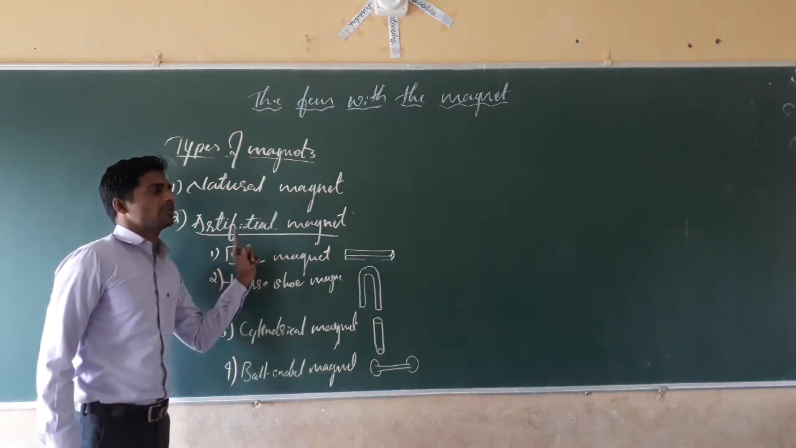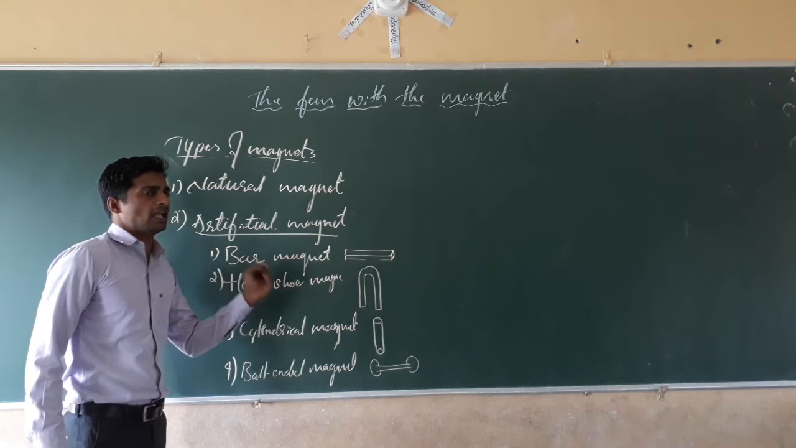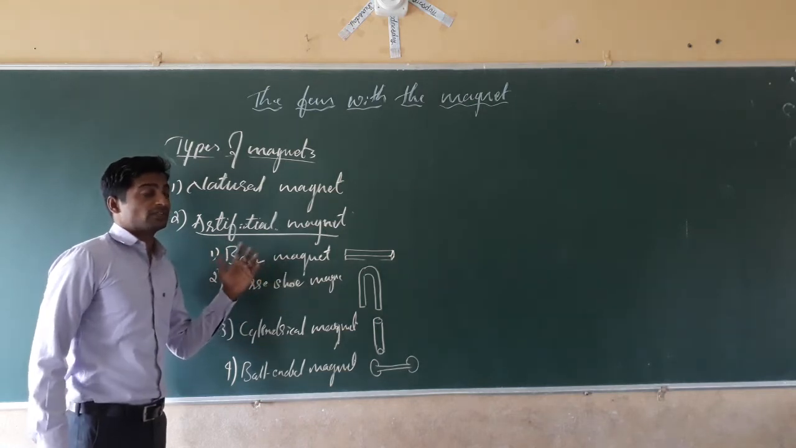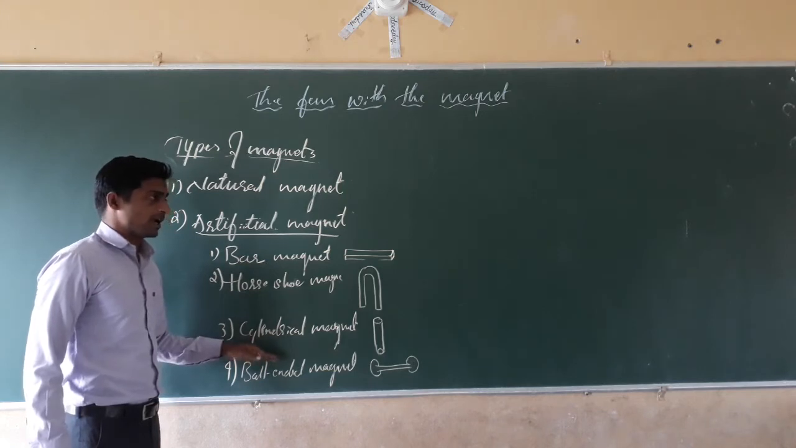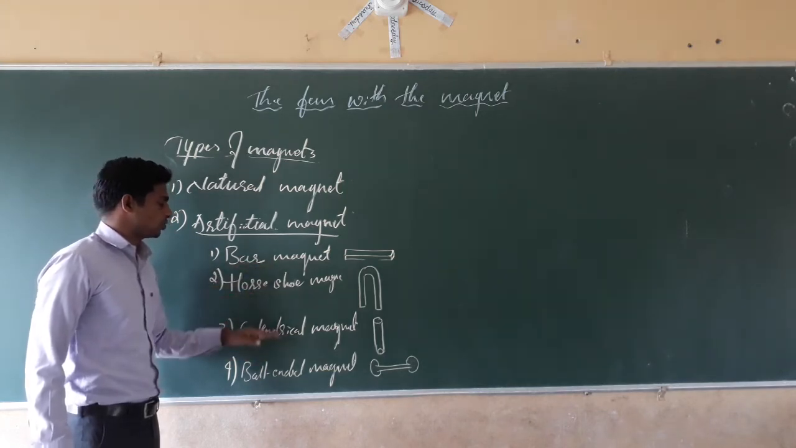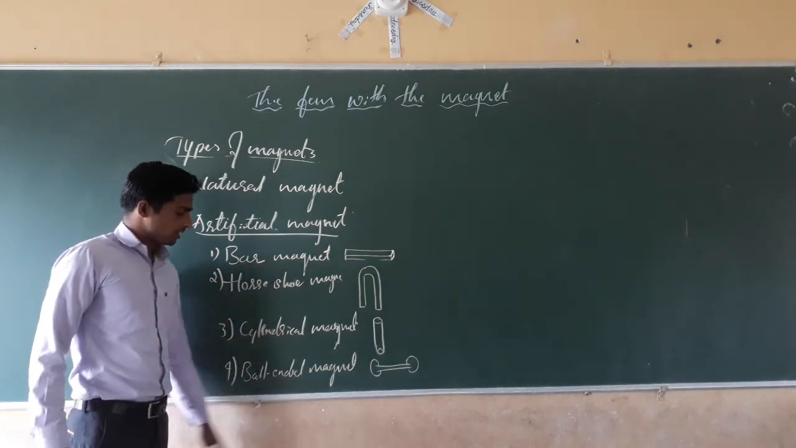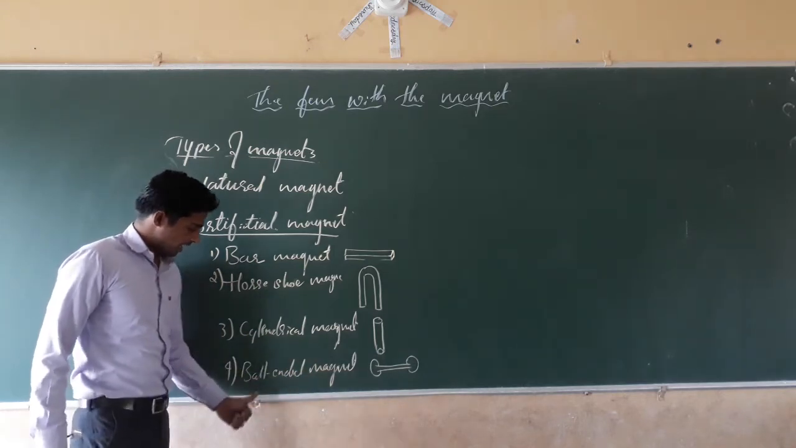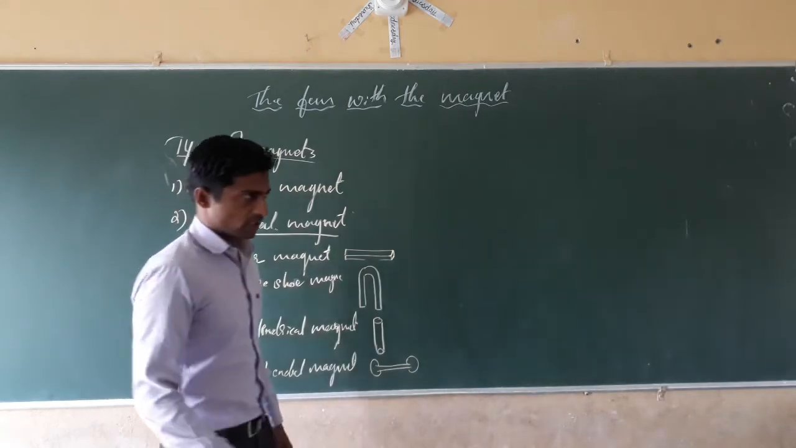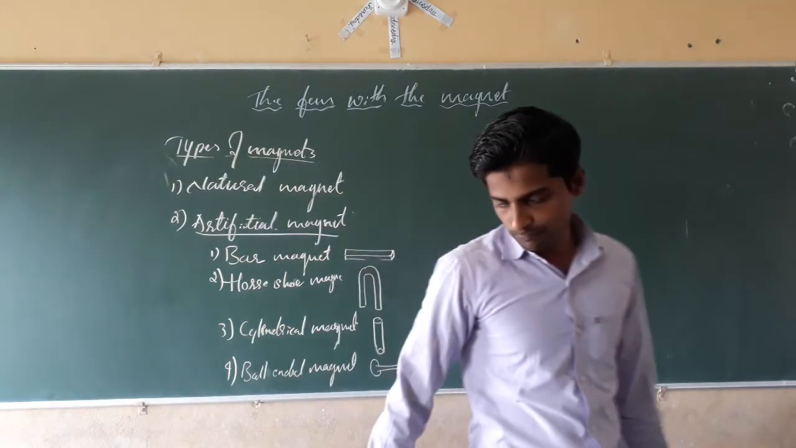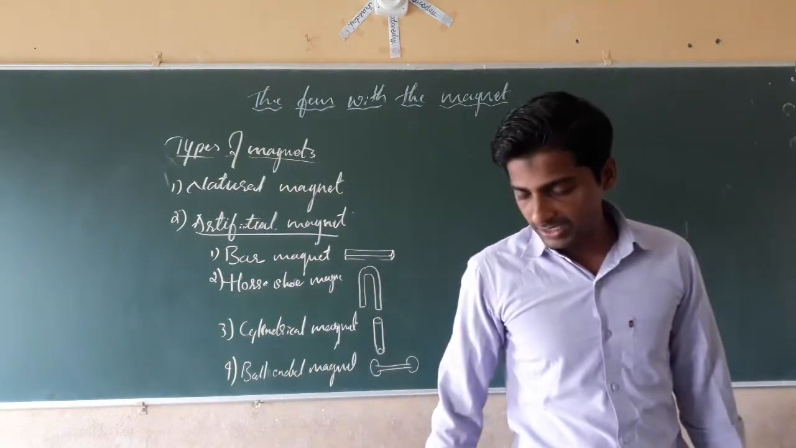Artificial magnets are the magnets which are prepared by man in the laboratory or in the factories with the help of iron. There are four types of artificial magnets: bar magnet, horseshoe magnet, cylindrical magnet, and the ball-ended magnet, or the dumbbell-shaped magnet also we can say. These are the different types of magnets.